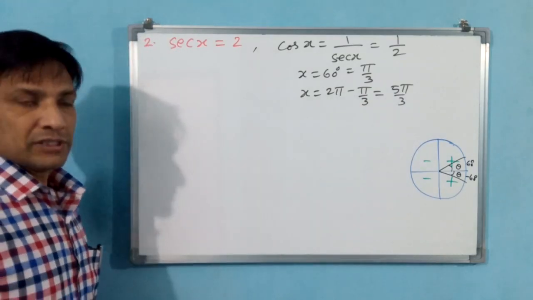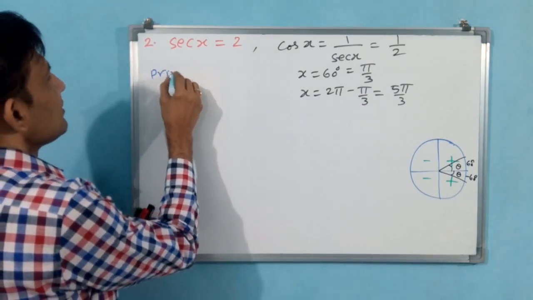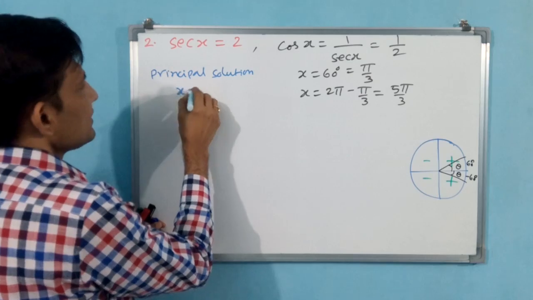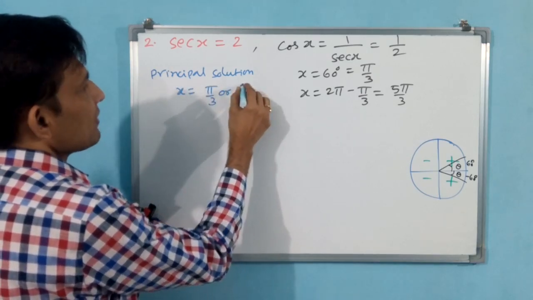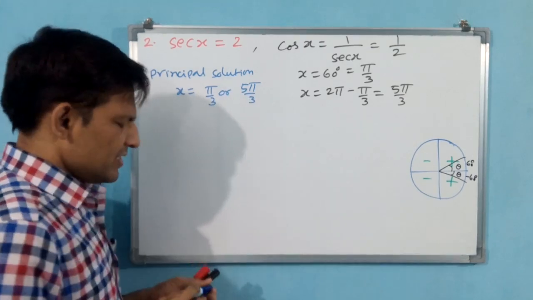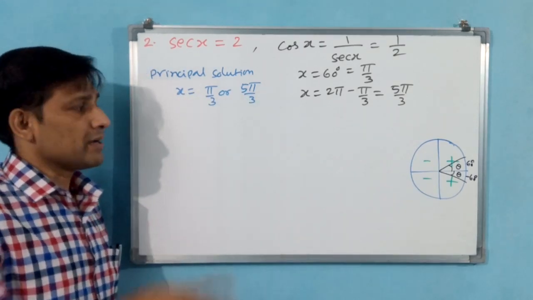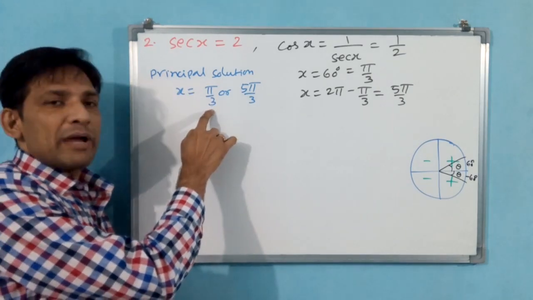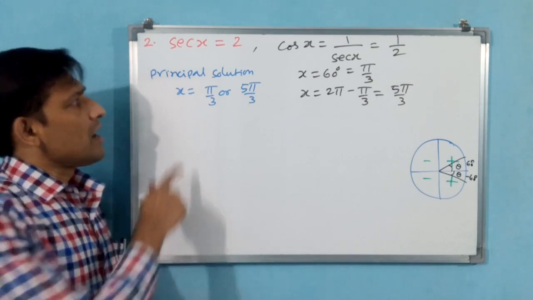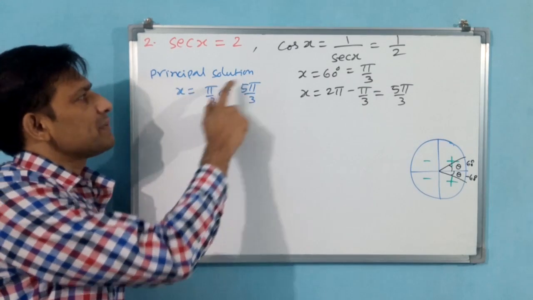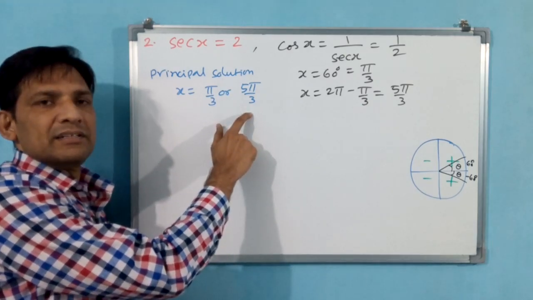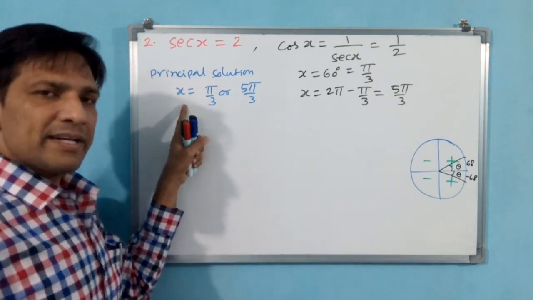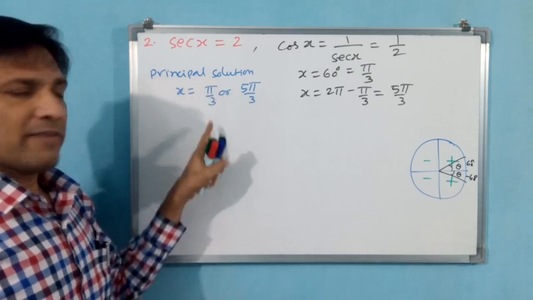Now you write principal solutions. Principal solution: x is equal to pi by 3 or 5 pi by 3. Here we are writing x is equal to pi by 3 or 5 pi by 3. But when you are writing general solution, then you take pi by 3 as y. Or else you need not write x. Simply you can write principal solution pi by 3 or 5 pi by 3 for this equation. Even if you write x or not, don't bother. But these values you have to write for principal solution.